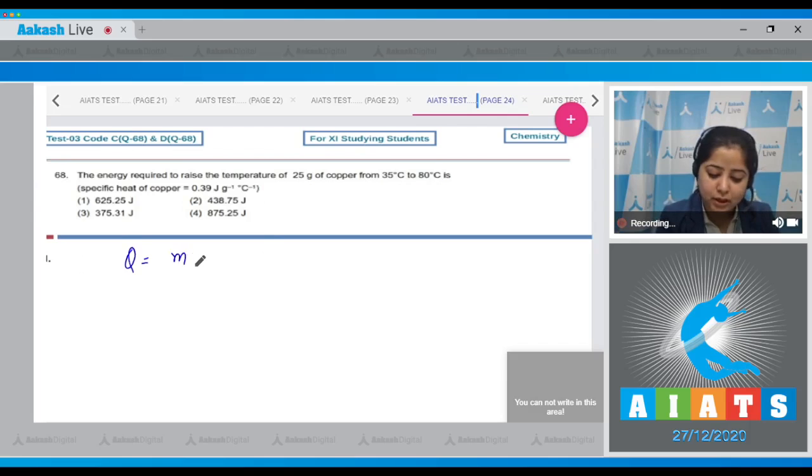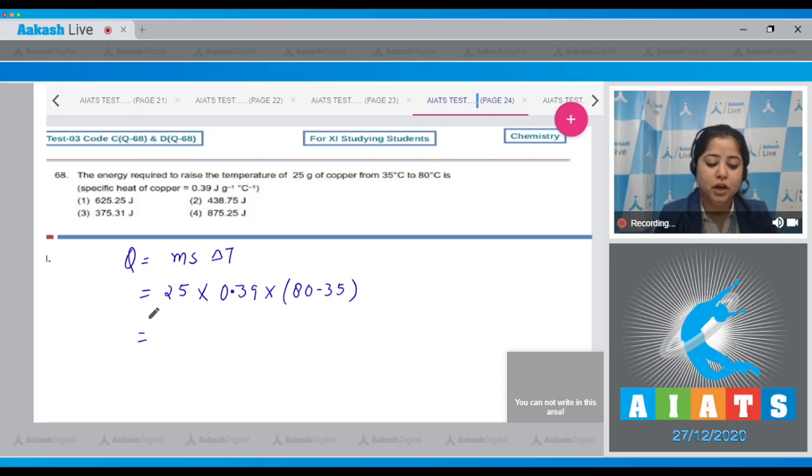Q is equal to m s delta T. Let's put the values. m is equal to 25 gram, s is equal to 0.39, and the value of delta T is 80 minus 35. Students, I have calculated this. The answer will be 438.75 joules. That means the correct answer is option number 2.